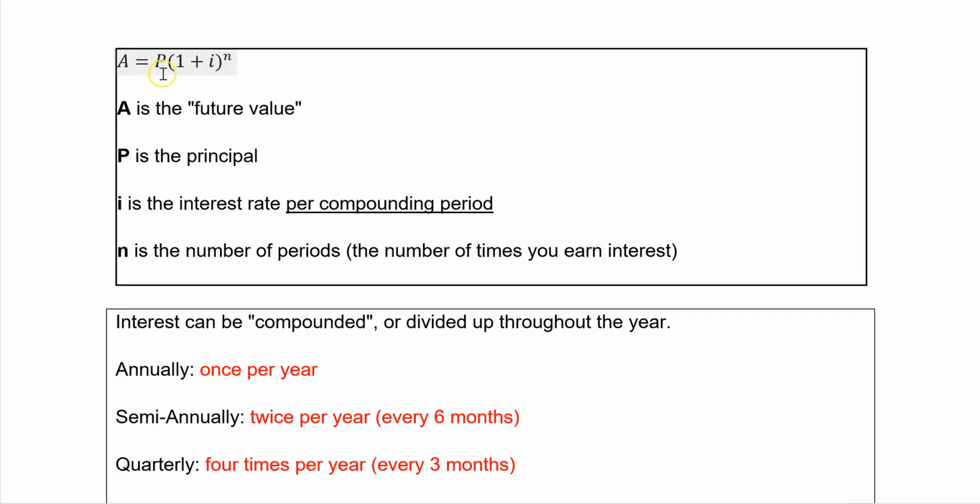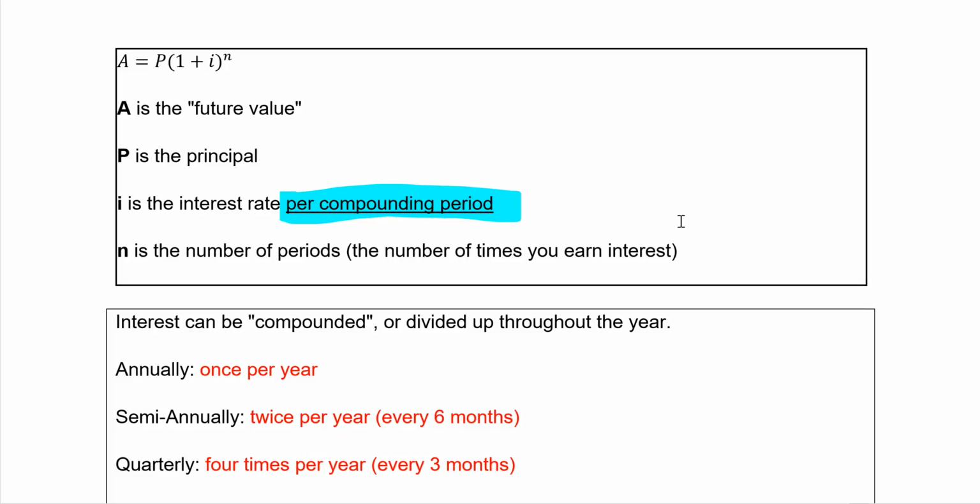We take the principal, which is like our initial value, and multiply that by 1 plus i to the power of n, where i is the interest rate per compounding period. I'll talk about what that means in a moment. 1 plus i means that we are increasing by that percentage, and to the power of n means how many times we're increasing. Officially, n means the number of periods, which is the number of times you earn interest. It's not going to be like simple interest, where it's simply the number of years.